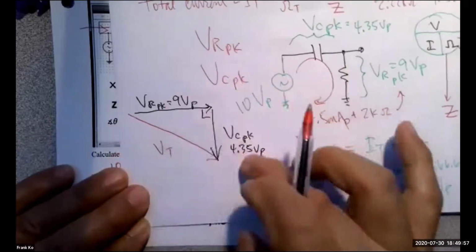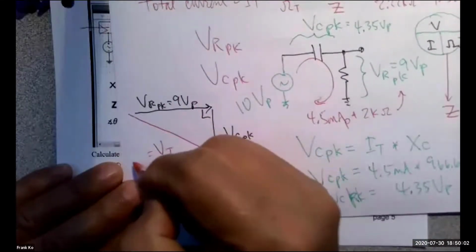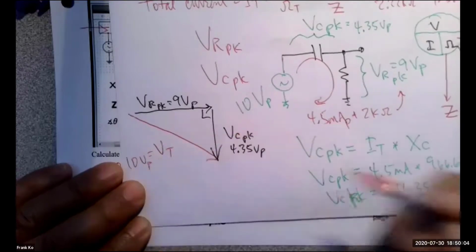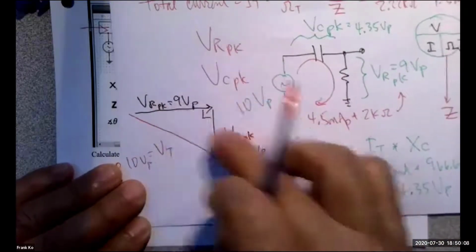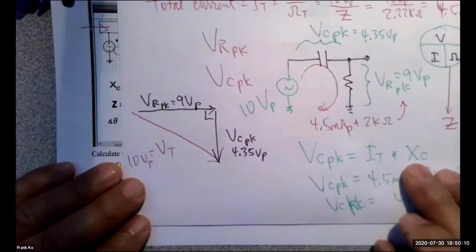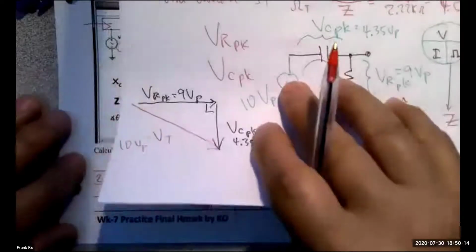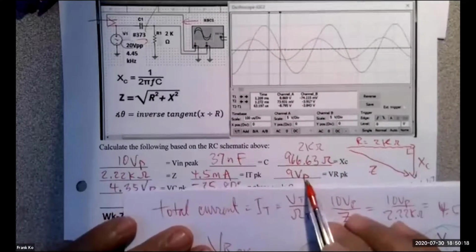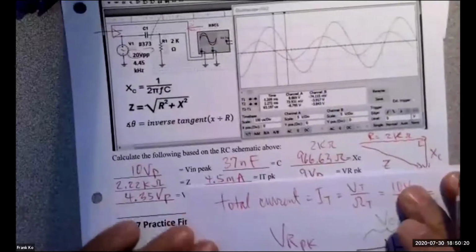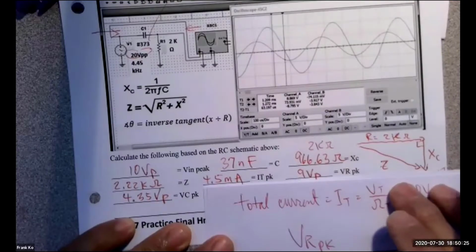And if you use the Pythagorean theorem between these two values, yes, this will calculate to be 10 volts peak, okay? That's how you double check and have confidence in the values you put down here. And then when you go to measure this on Multisim Live, you'll be able to verify all of these numbers: 4.5 milliamps, 9 volts peak, 4.35 volts peak for the capacitor voltage.